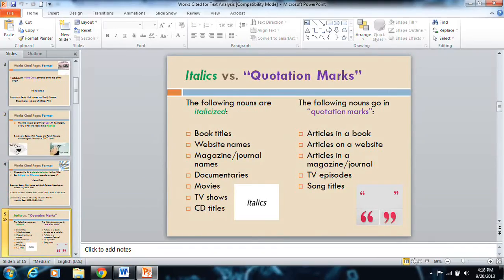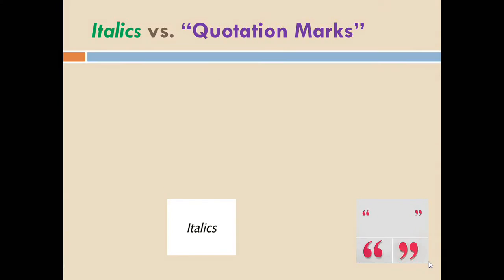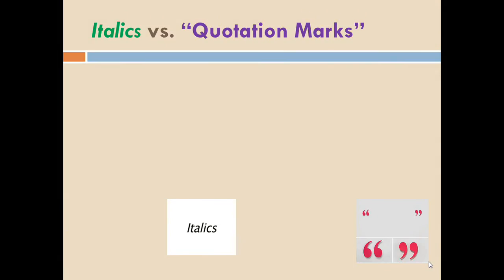Okay, so now we need to talk about italics versus quotation marks, because in that example, I showed you that the title of a book gets italicized. There's a difference between what gets italicized and what goes in quotation marks in a works cited page.